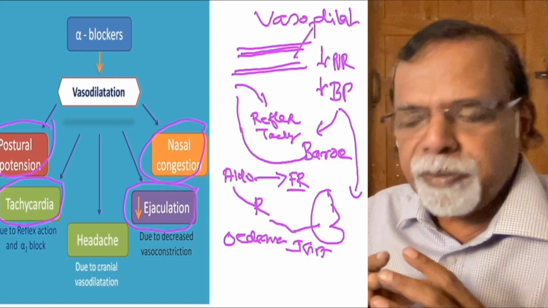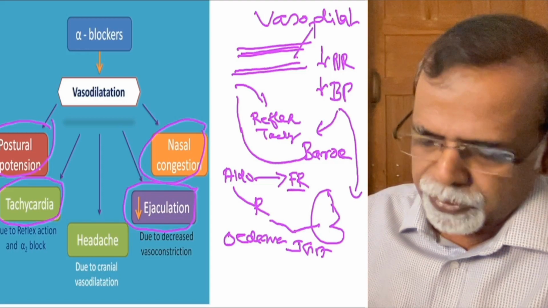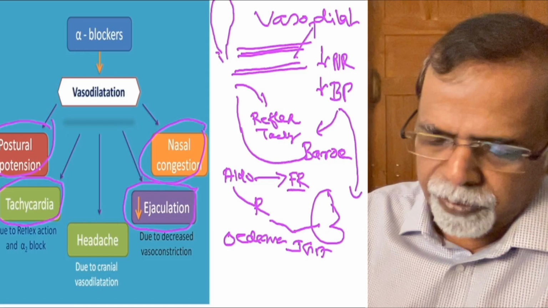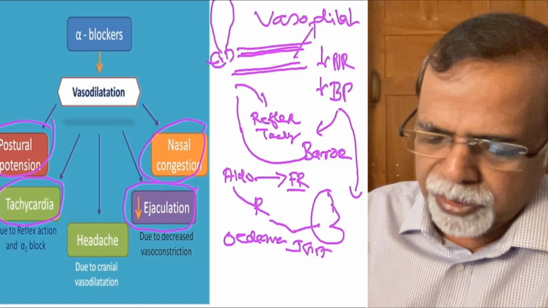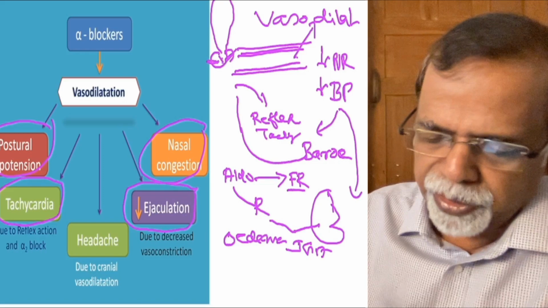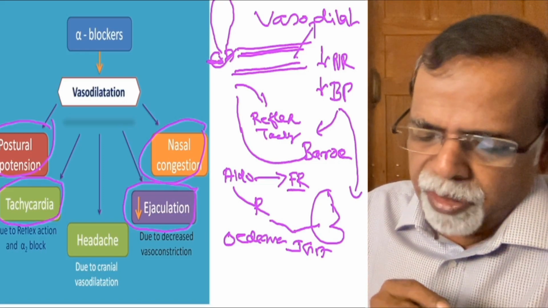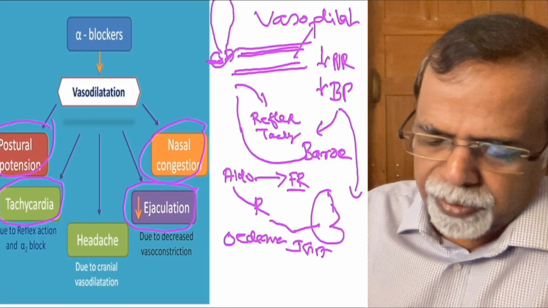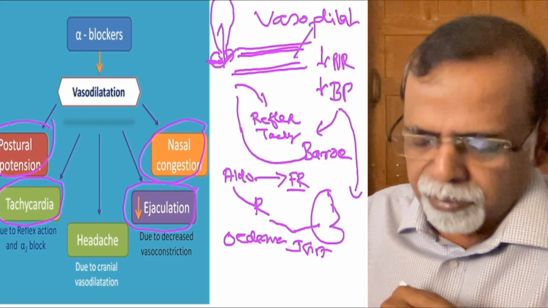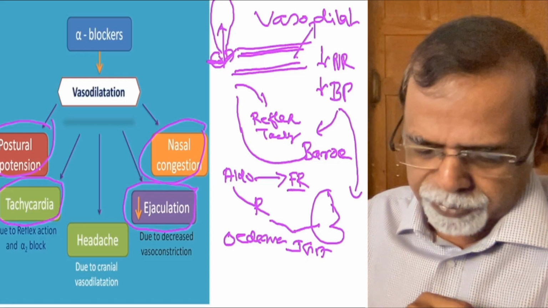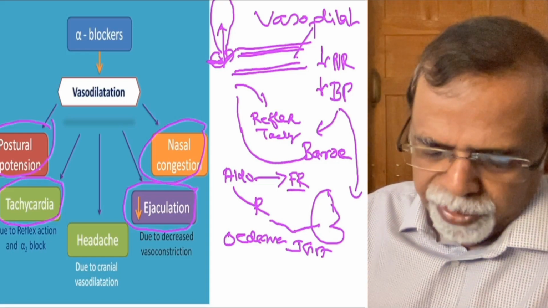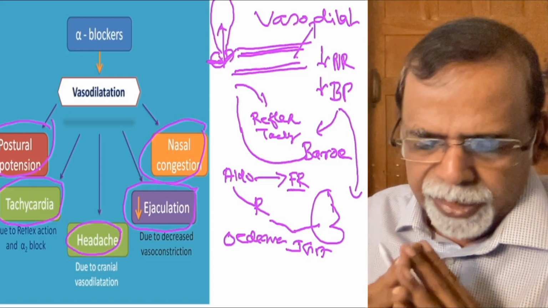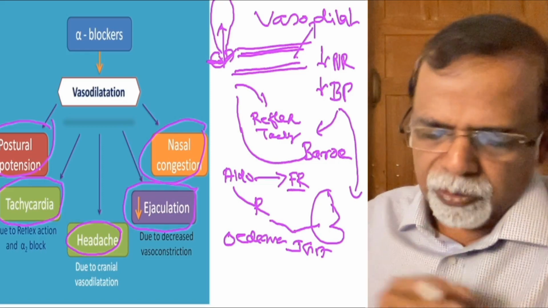And sometimes the internal sphincter gets relaxed. Here comes the prostate, and the seminal vesicles and the vas are coming, joining here. So what will happen when the internal sphincter is relaxed? The semen may go retrograde. So this can produce retrograde ejaculation. Headache is a common complaint. It is due to cranial vasodilation. So these are the major side effects of non-selective alpha blockers.